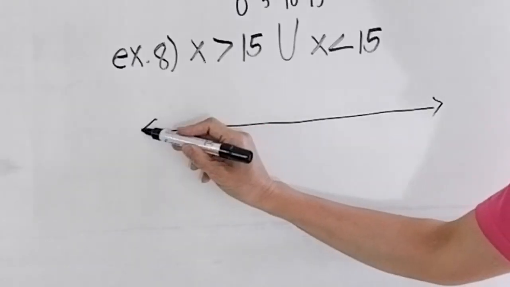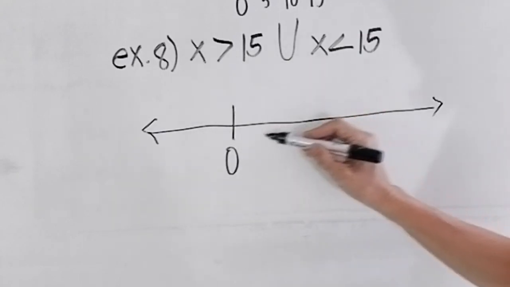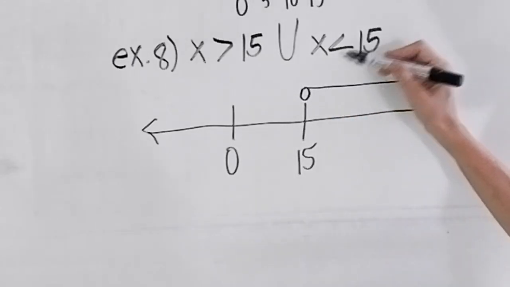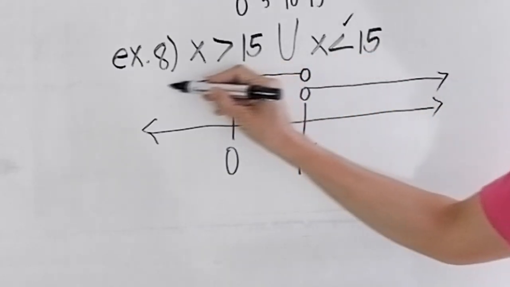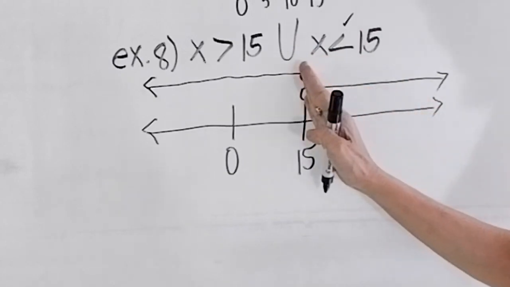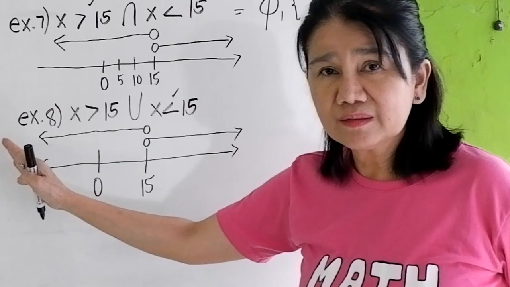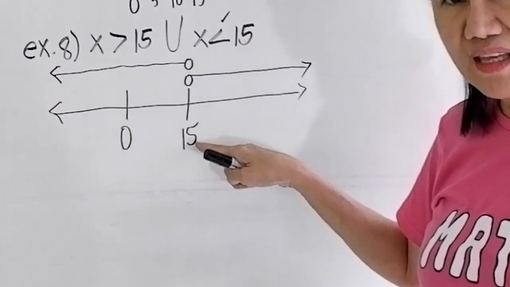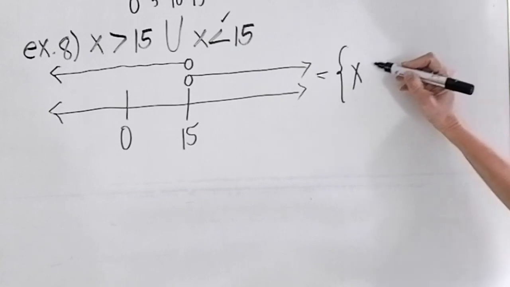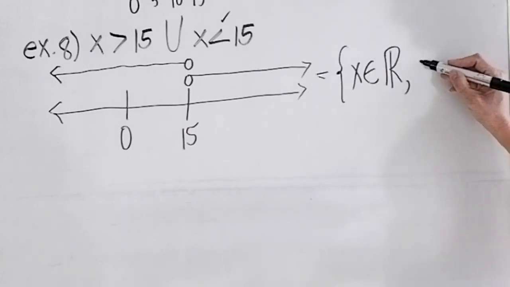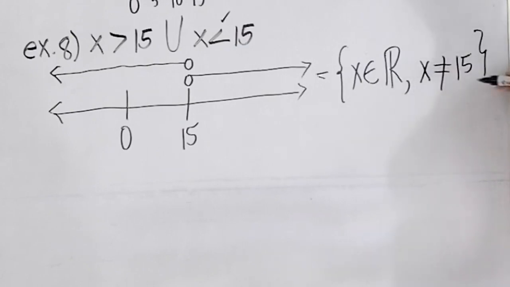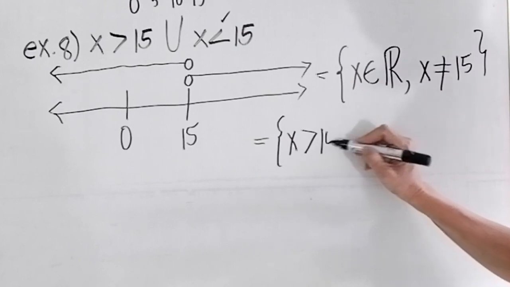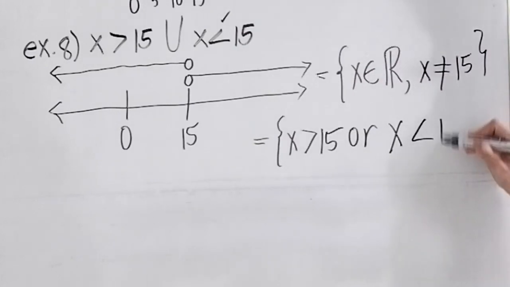Again, let me draw it here for clarity. This is again our 15, greater than 15 here. Less than 15, x is less than 15, there. We're taking the union, so you combine all numbers to the right and to the left. What do you see? Everything except 15. So your answer here will be x is an element of R, all real numbers, but x cannot be 15. You can also rewrite this as x is greater than 15 or x is less than 15.